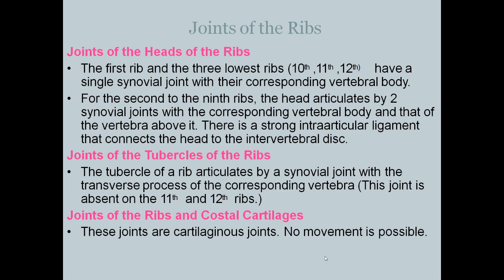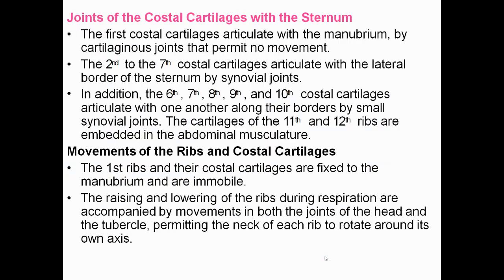Now we will see the joints of the tubercle of the ribs. The tubercle of a rib articulates by a synovial joint with the transverse process of the corresponding vertebra. Joints of the ribs and costal cartilage. The joints are cartilaginous joints, no movement is possible.